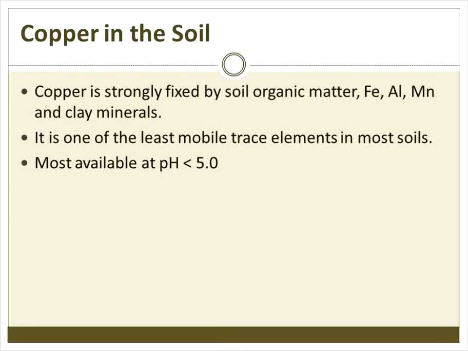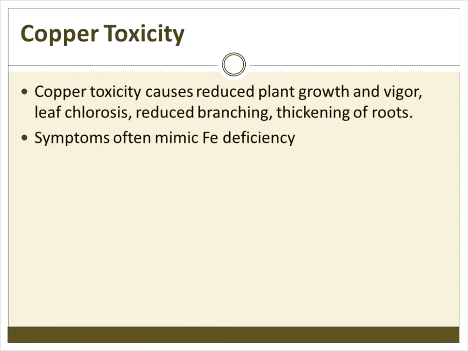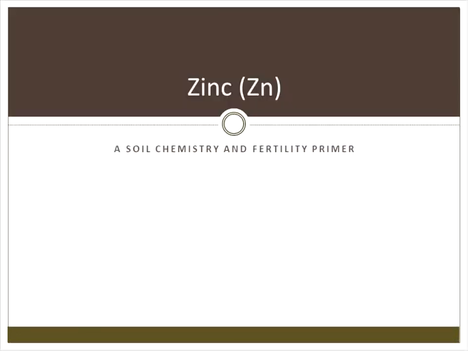So another way to think about that is, if copper is highly available at low pHs, what if we increase the pH? Can we potentially deal with a copper toxicity that way by manipulating the pH? And the answer to that is yes, we can. We'll talk more about that in a minute. All right. So toxicities reduce plant growth, cause leaf chlorosis, reduce branching, thickening of the roots, those types of things. So toxicity is an issue with copper.